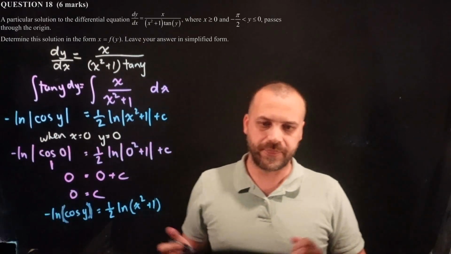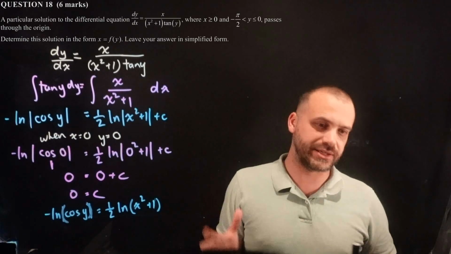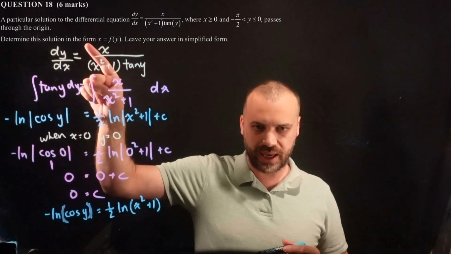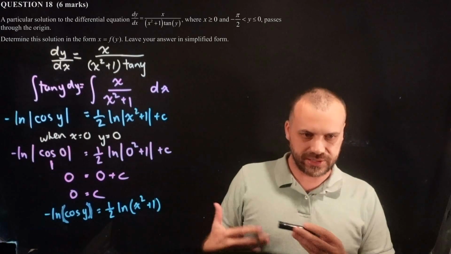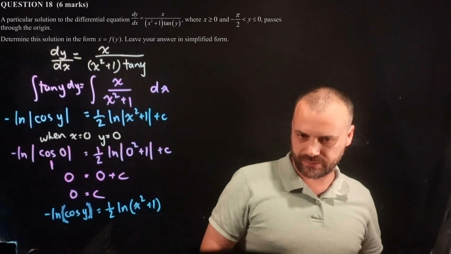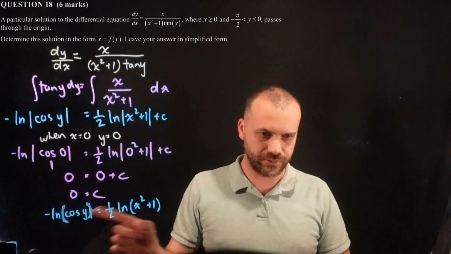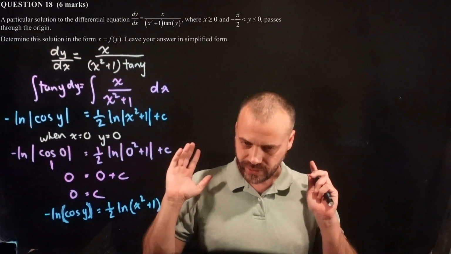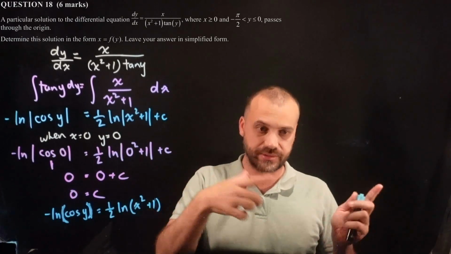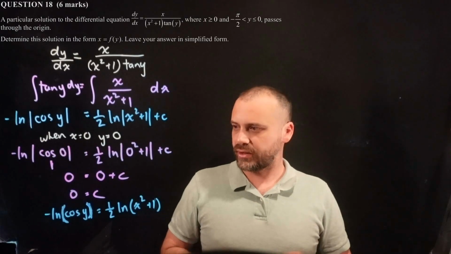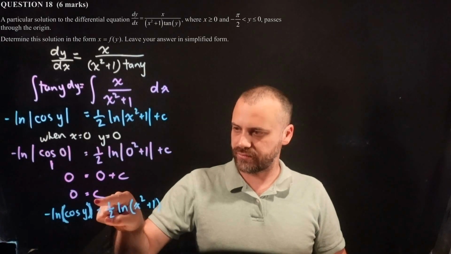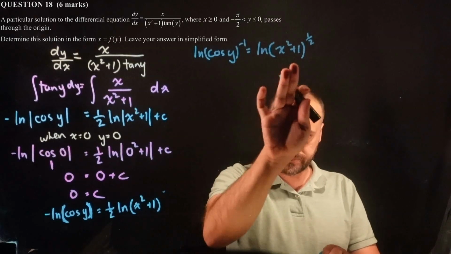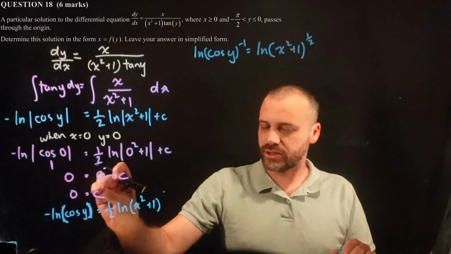We've just got negative ln cos y equals half ln of x squared plus 1. That's an equation, but it says we need it in the form x equals f of y. So we've got to start simplifying this, making it x equals something. So what do I notice? ln's on both sides, but I've got a negative 1 out the front here, and I've got a 1/2 here. If I just had ln something and ln something, I could move forward from there. And I think I can do it because I can raise this to the power of negative 1 and raise this to the power of 1/2. That's one of our log laws. We can just take those as powers.